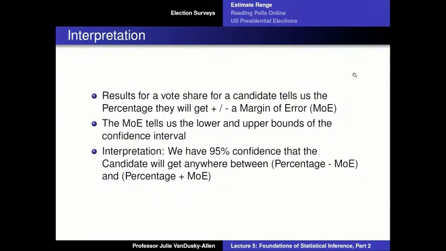When you read the results of a survey, the results will tell you that a candidate will get a vote percentage plus or minus a margin of error. The margin of error tells us the lower and upper bounds of the confidence interval. To interpret this information, we say we have 95% confidence that the candidate will get anywhere between the percentage minus the margin of error and the percentage plus the margin of error.